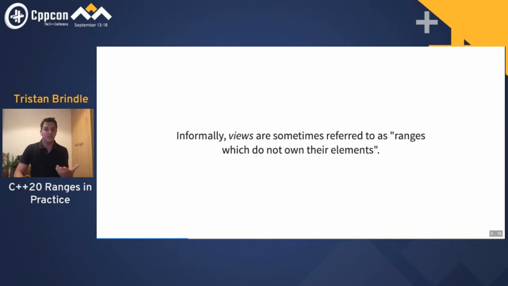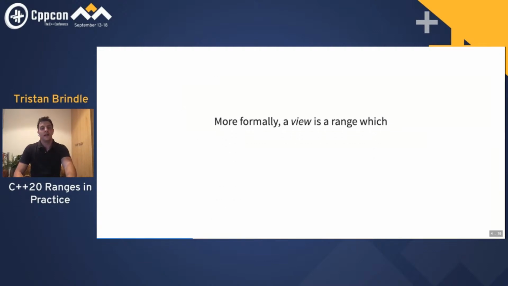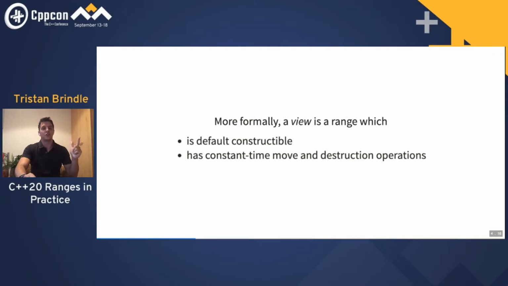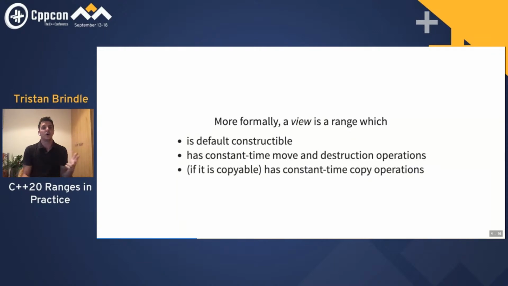Because there are, in fact, views which do own their elements. There's one in the standard library, it's called single view. So more formally, a view is a range which is default constructible, has constant time move and destruction operations, and if it's copyable, has constant time copy operations.